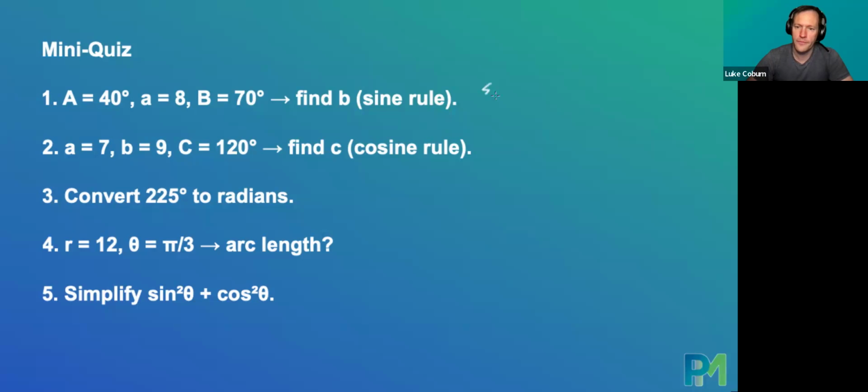I'll start writing some stuff down. So you'll see the first thing that I did was I just copied out sine A over A is equal to sine B over B, but we've been asked for B. So this is wrong. I should have written the other alternative form of the equation. A over sine A is equal to B over sine B. So this tells us that 8 over sine 40 is equal to B over sine 70. Okay, let's just leave it there.